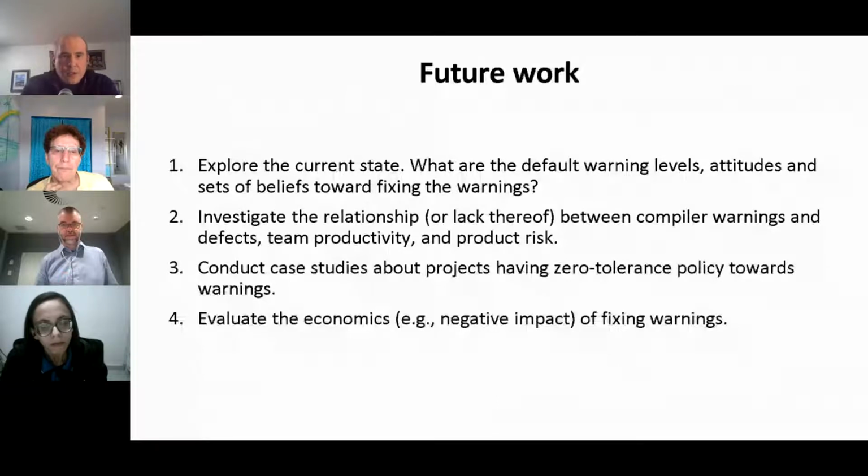First of all, explore the current state. Our study is based on industry, but we don't have very good insight into what is happening inside open source software. Try to come up with some sort of evidence that shows whether compiler warnings are beneficial or not, and conduct case studies about projects having a zero tolerance policy towards warnings, just to understand whether this approach is worth using or not.